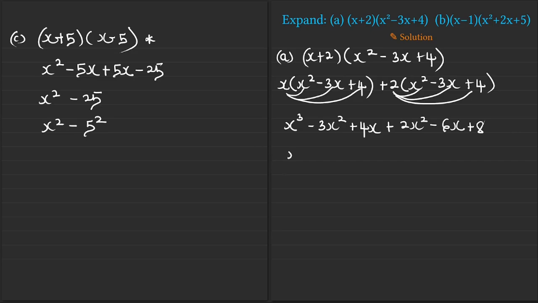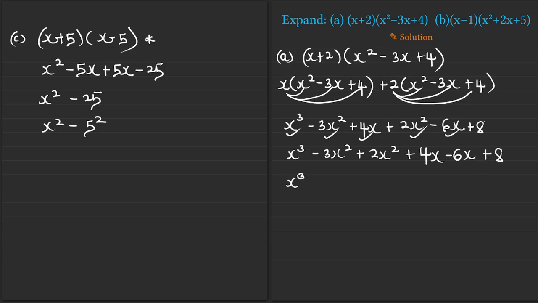Grouping like terms, we have our x cubed, then minus 3x squared. This has been written, and this is also a squared, so let's bring that here as well, so that we have 2x squared. Then we write those with a power of 1. A positive 4x, that is this here, and then a negative 6x. And then we are left with a constant. This is the only constant term, so plus 8.